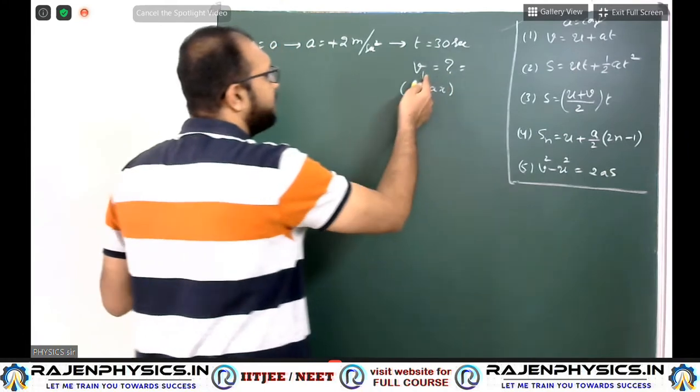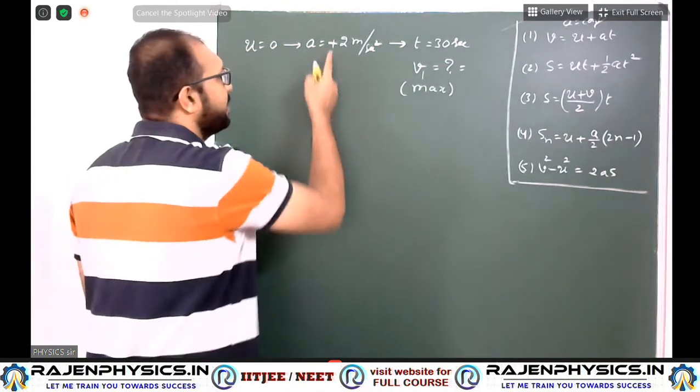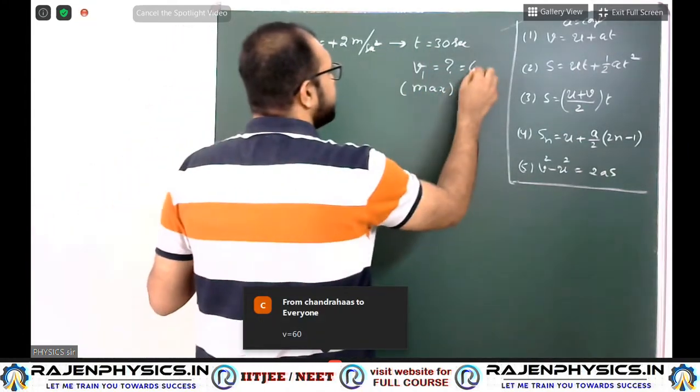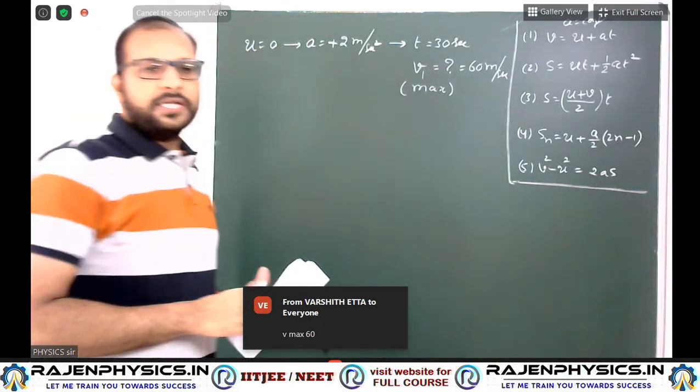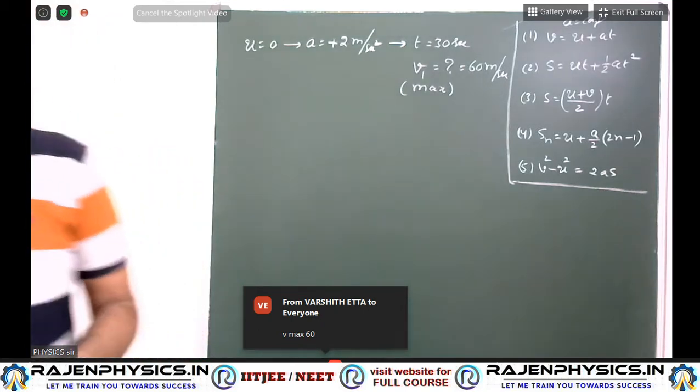Very simple answer, V equal to U plus AT principle, A is 2, T is 30. 60 meter per second. Students, 60 meter per second.